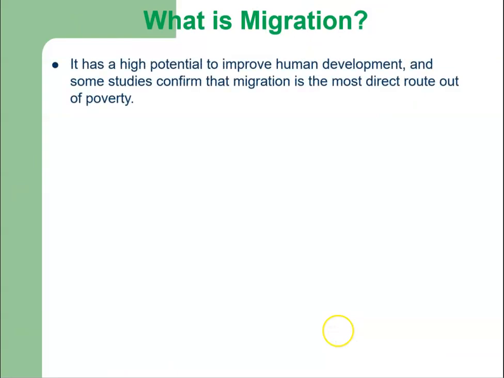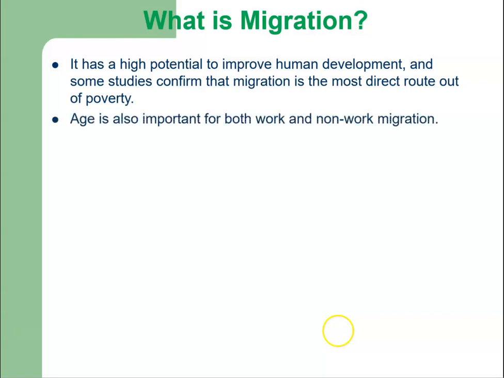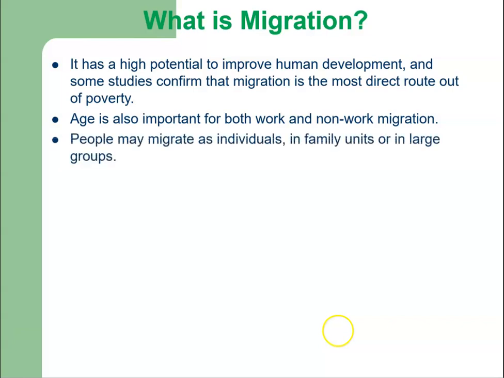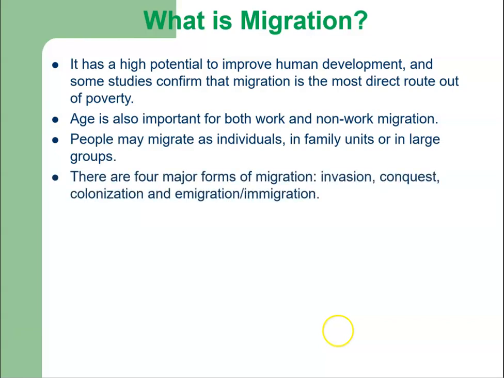Migration has a high potential to improve human development, and some studies confirm that migration is the most direct route out of poverty. So one of the ways to reduce or to eliminate poverty is migration. Age is an important factor for both work and non-work migration. People may migrate as individuals or in family units or in large groups. There are four major forms of migration.